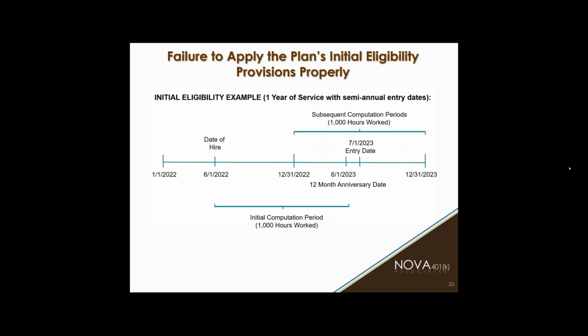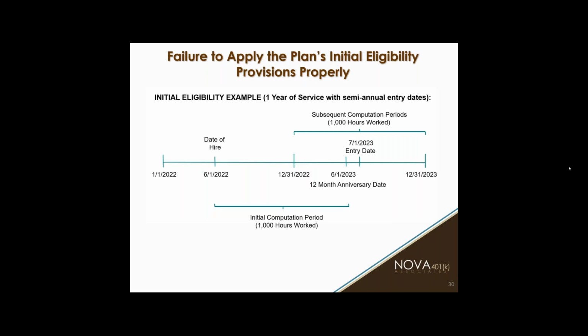Yes or no? If the answer is yes, and again, I've got 2 entry dates, 1/1 and 7/1. So the person actually gets credited 1 year of service on 6/1 of 2023, and because they're past the first entry date in the year, they go to the next entry date. You would offer them the plan for pay periods after 7/1 of 2023 in this example.